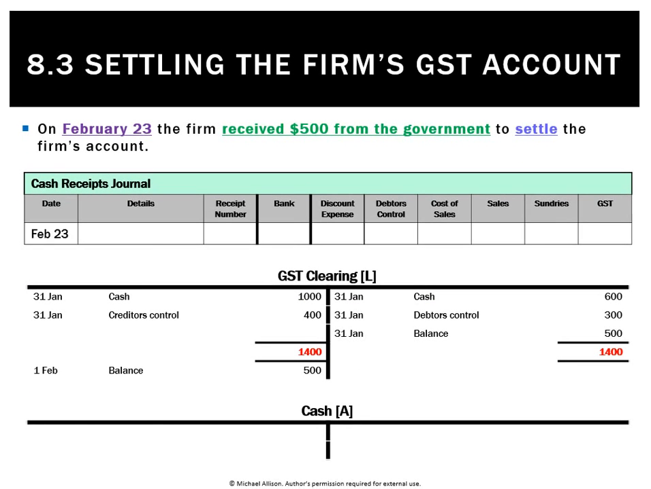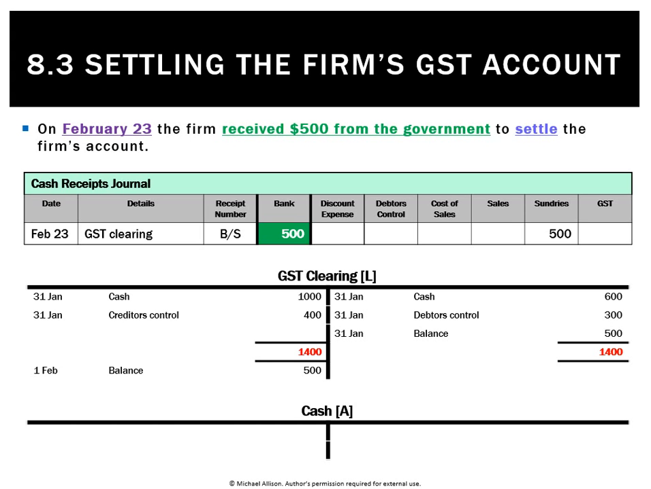So we'll start with the date. Details, we'll write the name of the other ledger. In this case, we're writing GST clearing. Very important that we do that, not GST. We put the receipt number, or depending on the transaction, it could go straight into the bank statement. We'll fill in the bank column of 500, and here's where it's a little bit different. We're actually not going to use the GST column. We're going to put that in sundries, and the reason being, it's not actually us receiving GST, it's receiving money for a GST refund, which is a little bit different.